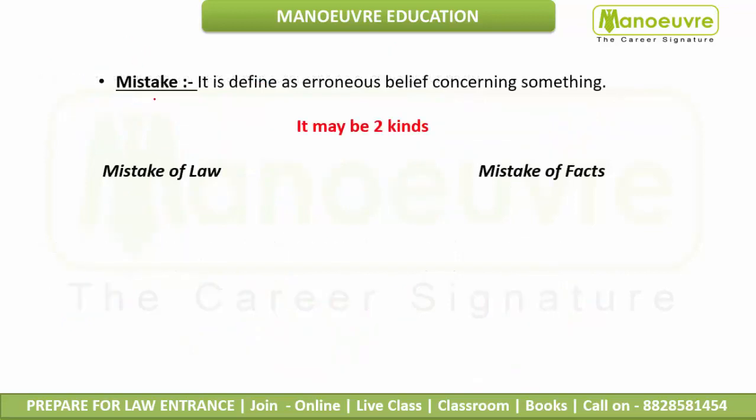Next in the line is mistake. What is the definition of mistake, guys? It is defined as erroneous belief concerning something. Correct? कुछ गलती से कुछ आपने किया है. Now, mistake under law is of two types. One is mistake of law and the other is mistake of facts.